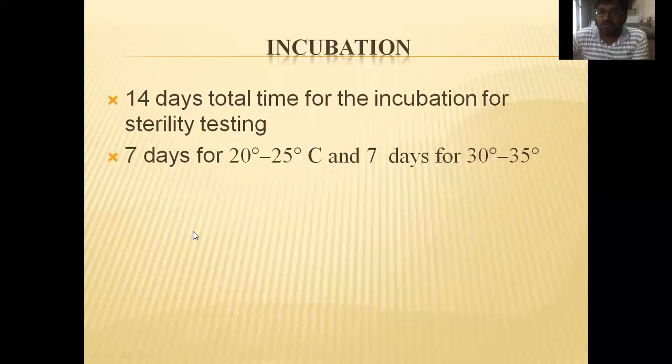Incubation period. 14 days total time for the incubation for the sterility testing. It will take 14 days. 14 days are too long. 7 days for 20 to 25 degrees Celsius and 7 days for 30 to 35 degrees Celsius. Both have a different nature. So if your microbial flora, that is fungi or aerobic organisms, will grow at 20 to 25 degrees Celsius. If anaerobic organisms are present in your product, they will grow at 30 to 35 degrees Celsius.